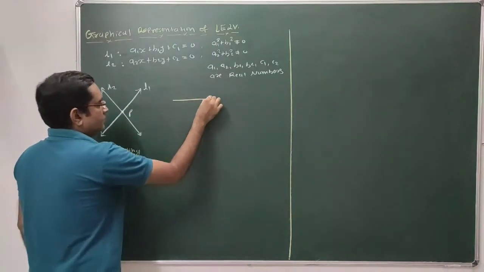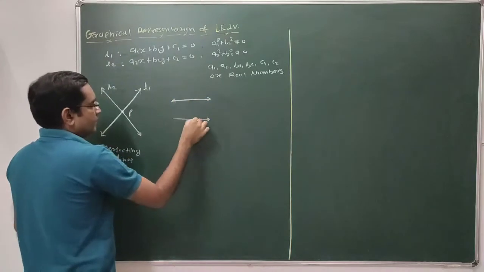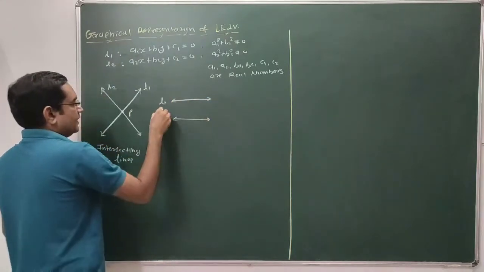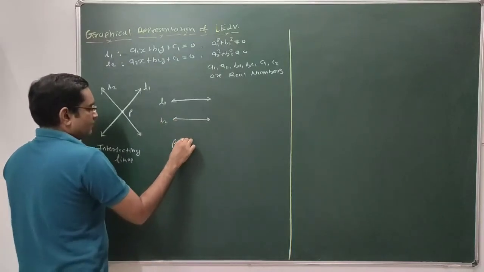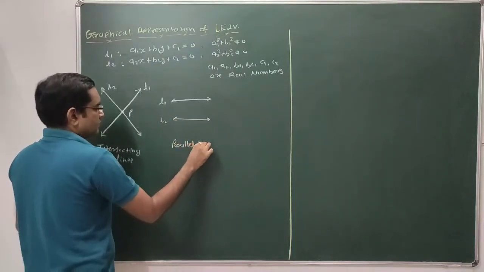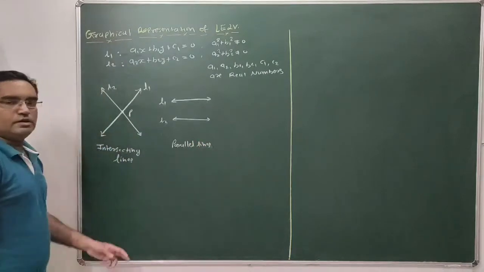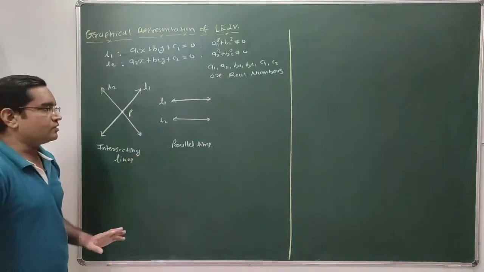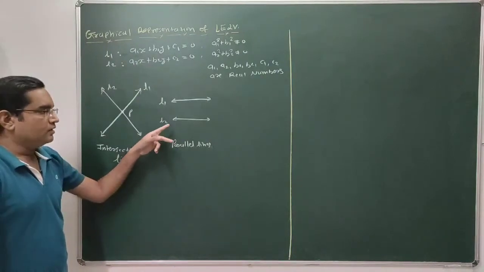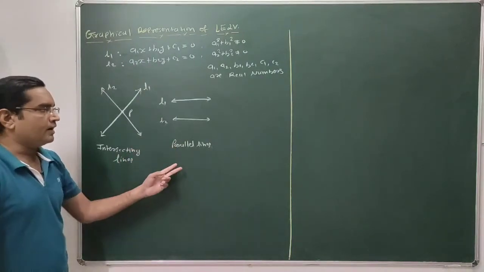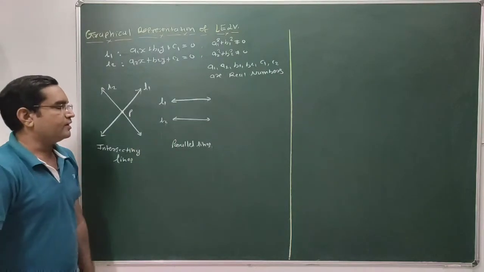Second case, two lines can be parallel lines. Suppose this is line L1, this is line L2. So these two lines are known as parallel lines. Parallel lines means two lines are not intersecting each other. If two lines in the same plane do not intersect each other, then both lines are parallel lines. So no common point is there.